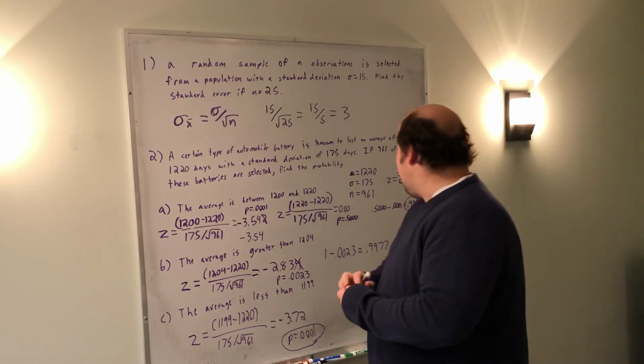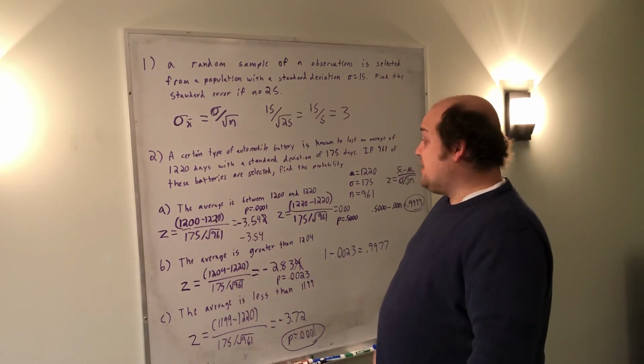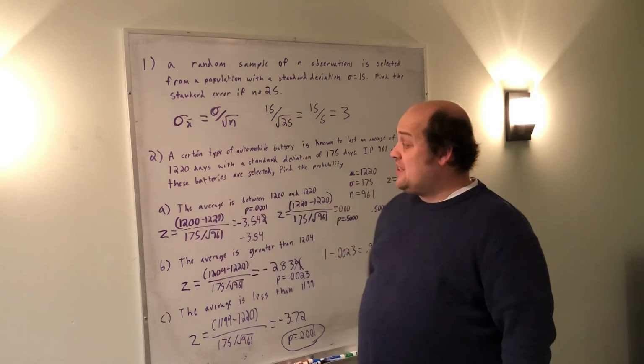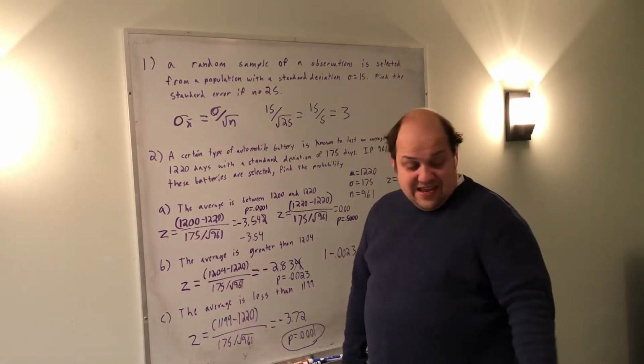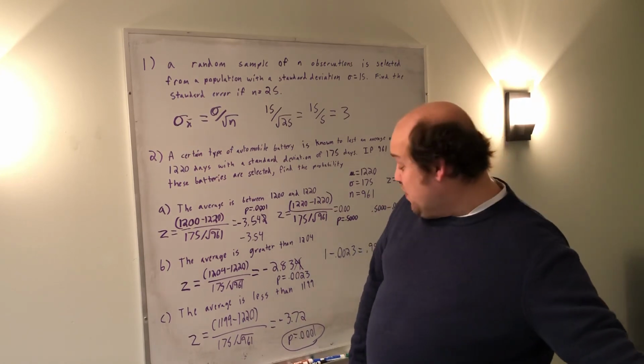The chance of me grabbing 961 batteries that are supposed to have an average lasting time of 1220, for them to have 1199 or less, is less than 0.1%.